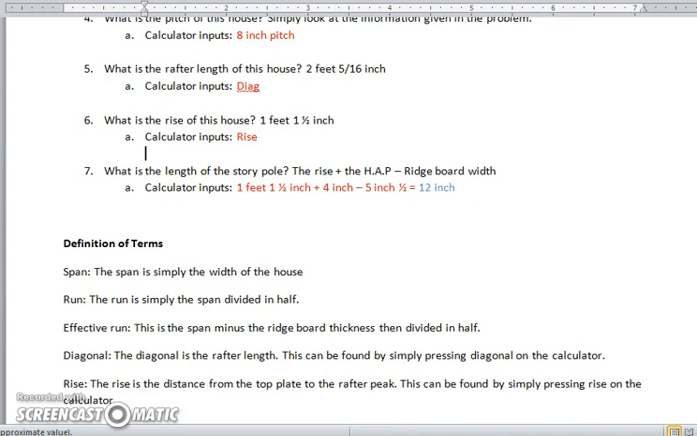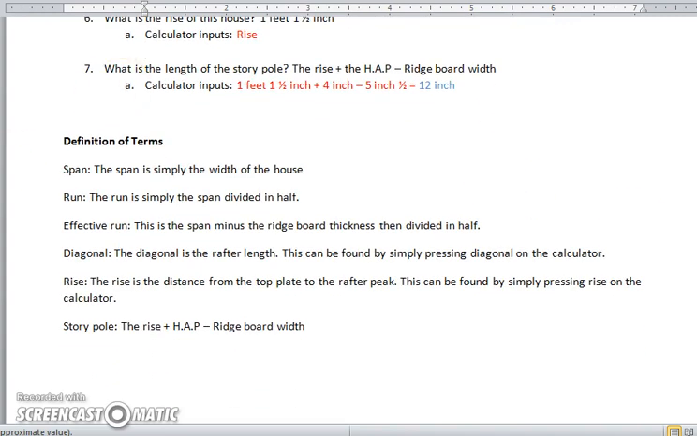Down here, I've given you a definition of terms just to help you out if you forget what any of these are. Your span is simply the width of the house. Your run is simply the span divided in half. Your effective run, it gives you the formula, is the span minus the ridge board thickness, then divide that in half. Your diagonal is nothing more than your rafter length. Your rise can be found by just pressing the rise button. It is the distance from the top plate to the peak of the rafters. And your story pole, the formula is given to you there in case you forget it.